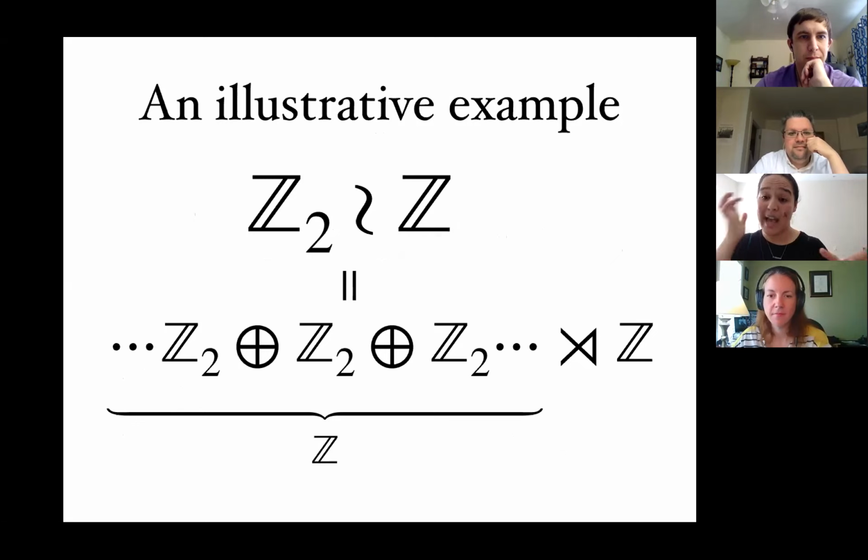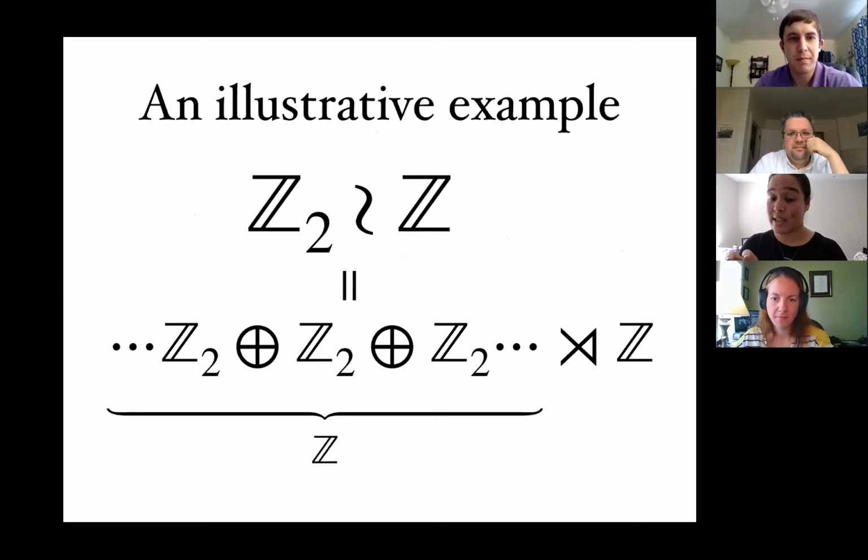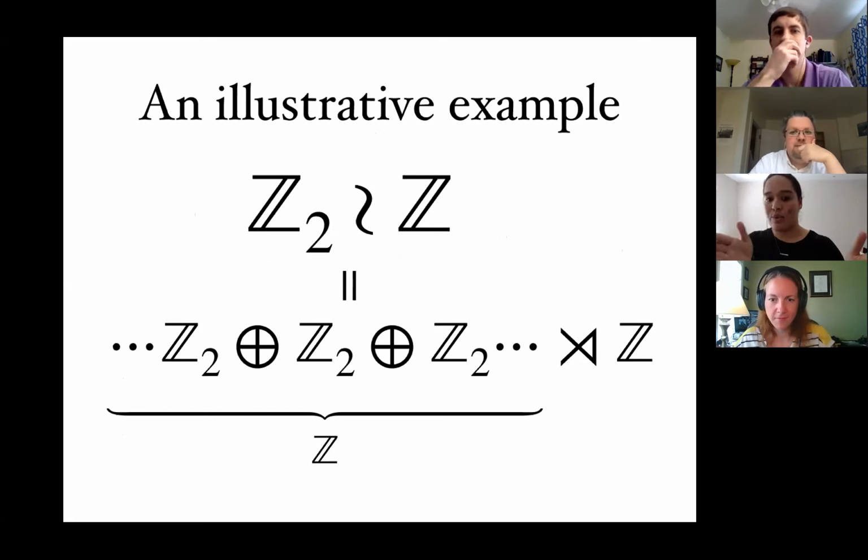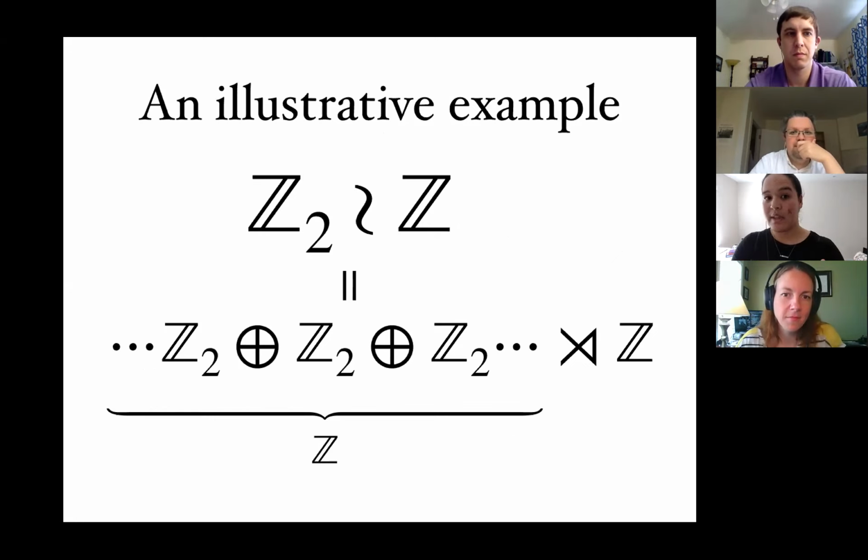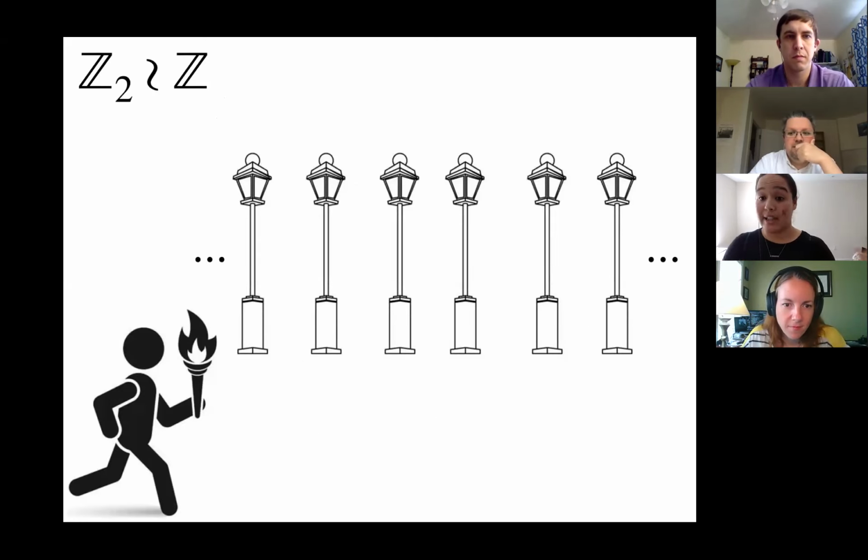And the way I'm going to do that is by looking at a related group. So this is Z2 wreath Z. And this is kind of the same, except now we replace that infinite direct sum of Z's with an infinite direct sum of Z2s. And the reason that this is an illustrative example is because it has a really nice description. So this group is often called the lamplighter group.